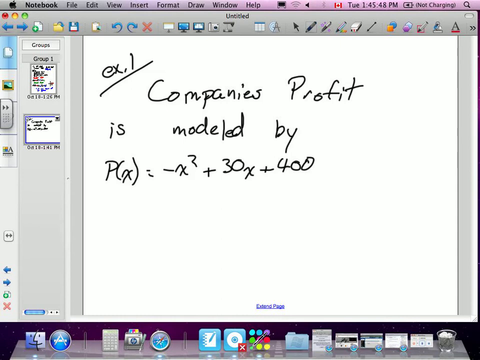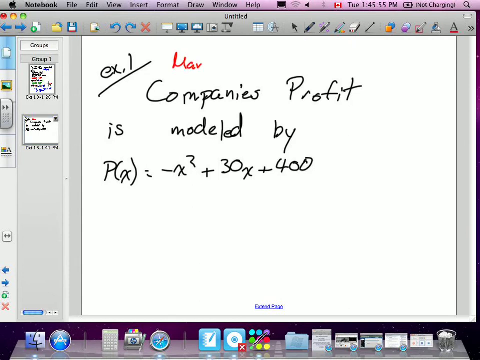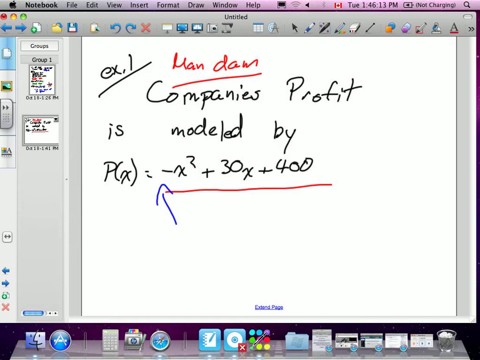This company, let's call it Mandem. That's the company. Mandem company's profit is modeled by this equation. Okay? So it's modeled by this equation. Before I even go to graph or factor this equation, let's try to think about it. What would this parabola look like from our first chapter?